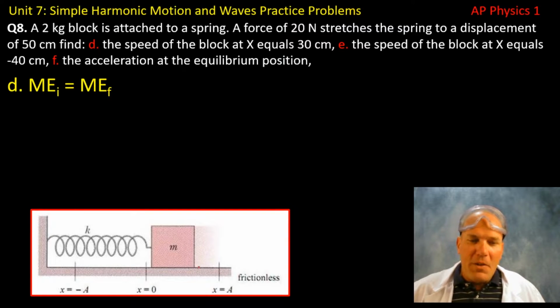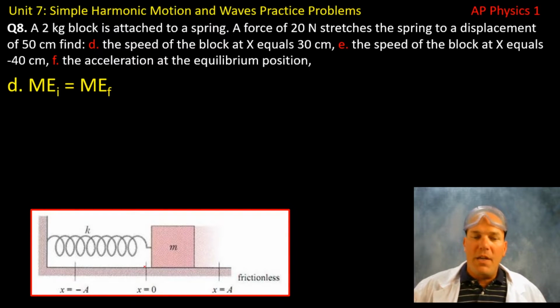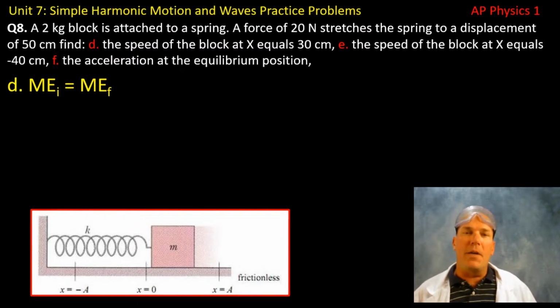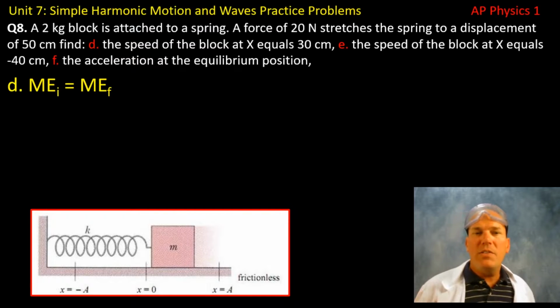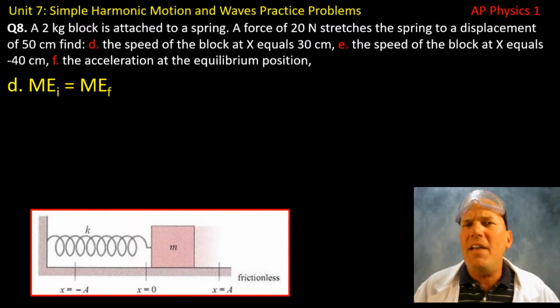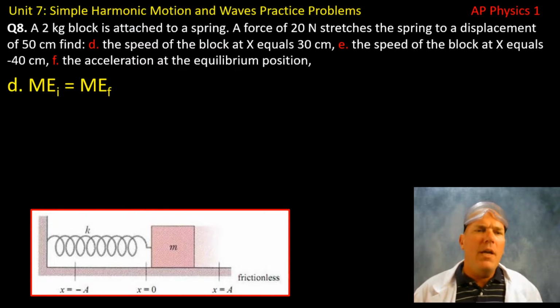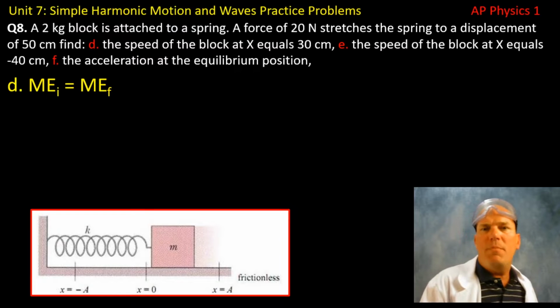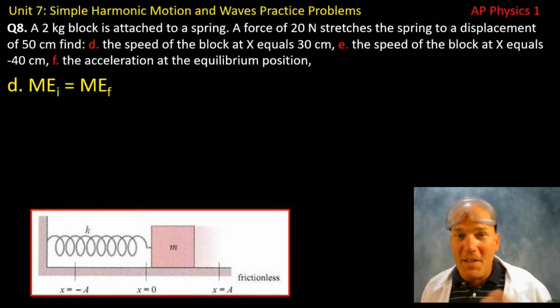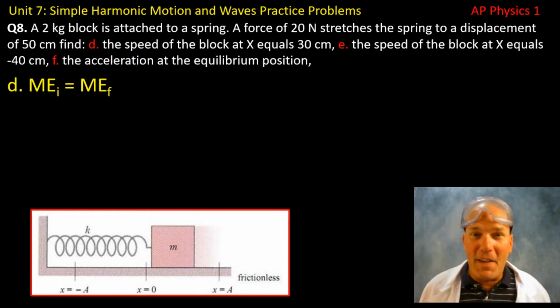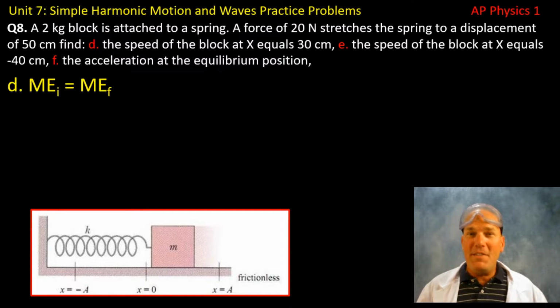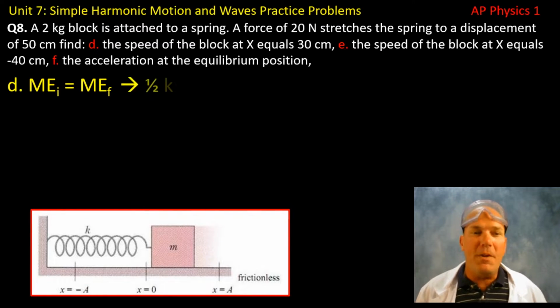So 30 centimeters would be right over here, where the block's center of mass would be right around in there. And of course, here we have 0 at equilibrium. So ask yourself, how fast relative to the max speed that we solved for in part C should it be moving? Well, not as fast, right? Not as fast, because we already went through and said it was moving fastest at equilibrium.